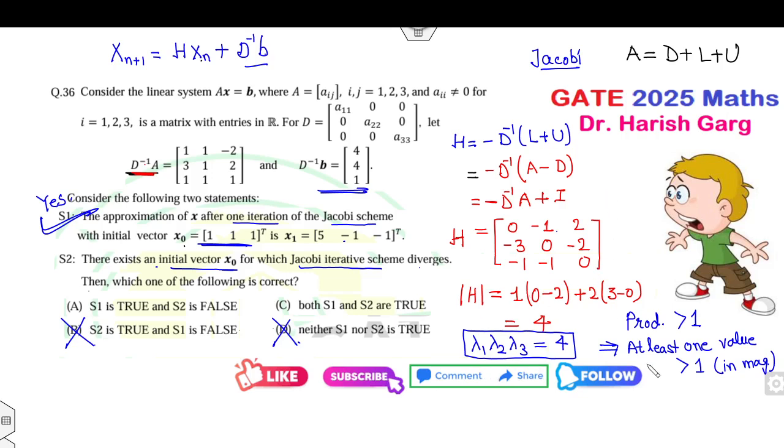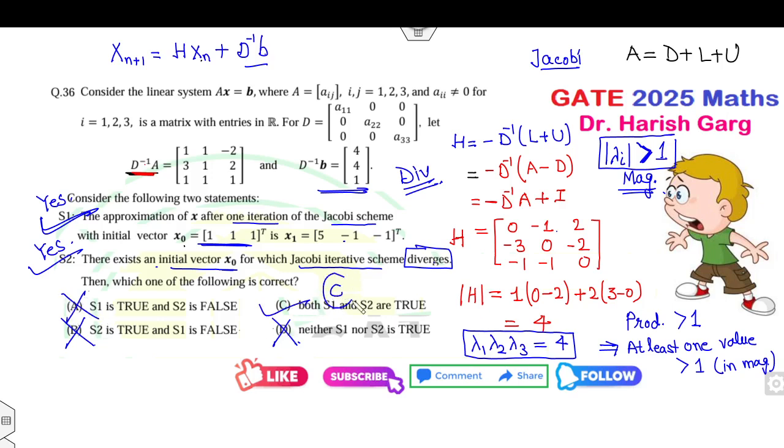So what does it mean? If at least one of the eigenvalues is greater than 1, and that is my maximum value, that is the spectral radius greater than 1. Once the spectral radius is greater than 1, that means this method will be divergent, and they are talking about the divergence. So yes, this is also true. A option cancel, C option is the right answer of the problem. Fine. It's a very simple way. You have to think about the eigenvalue concept.